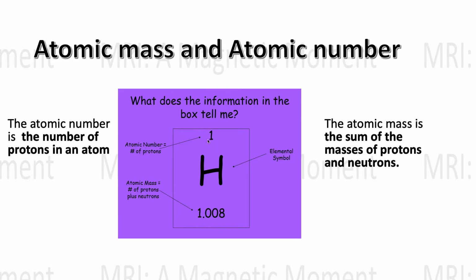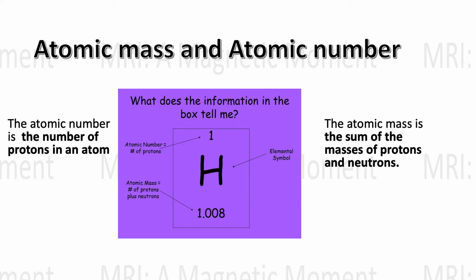So we have 1. An atomic mass is the number of protons plus neutrons. So you can see it's almost the same atomic mass and atomic number of the hydrogen atom, or the element of hydrogen. This particular element has 1 mass and 1 atomic number. So by definition, the number of protons inside the nucleus gives us the atomic number. The atomic mass is the sum of the masses of all the protons and neutrons in an atom, or the average mass in a group of atoms.